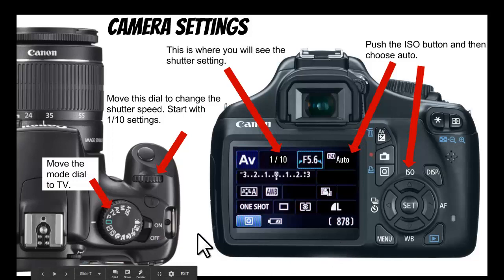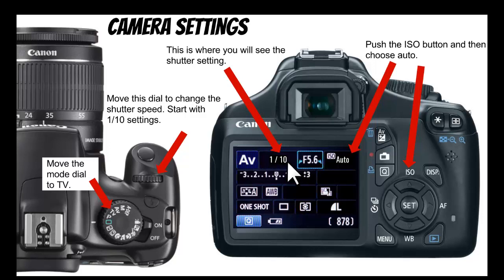These are how you set the settings on the camera. For the mode dial, you will turn it to TV, this little white dash right here. TV is the shutter priority mode. The way that you change the shutter is by moving this dial with your finger. Where you see the shutter measurement is right here on the back of the camera. As you change the dial, this number will change.